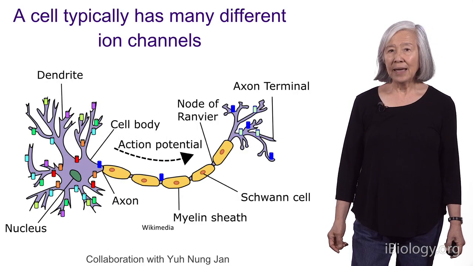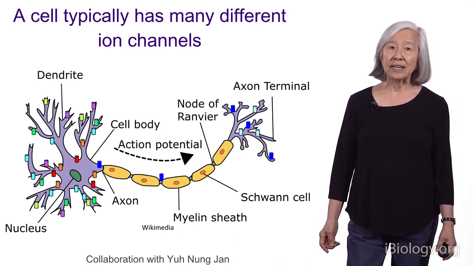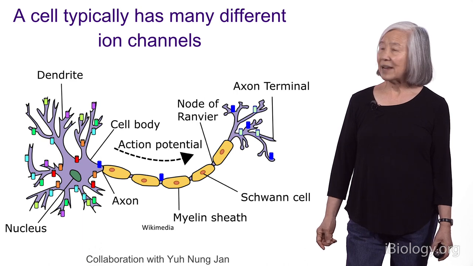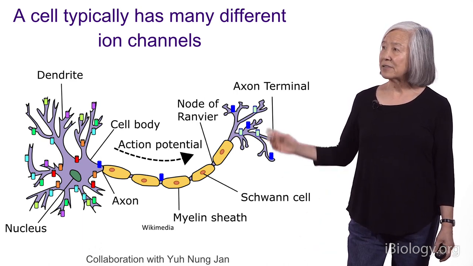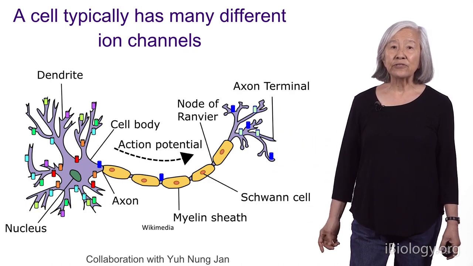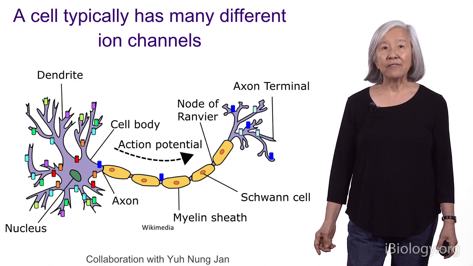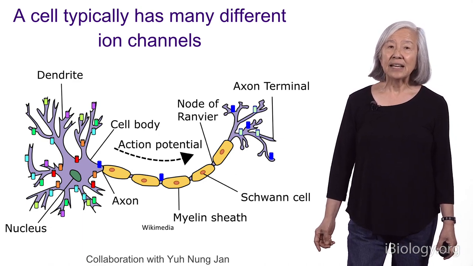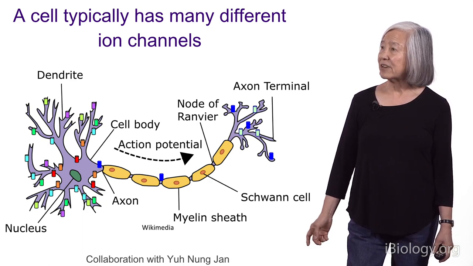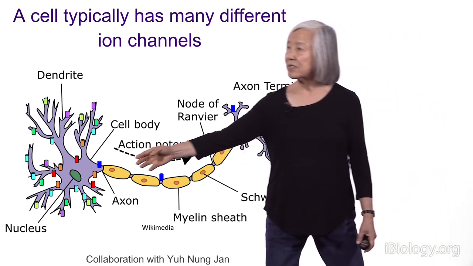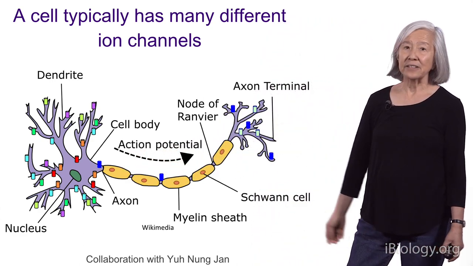channels. For a neuron to receive signals that impinge on its dendrites and then to generate an action potential that propagates along the axon to the nerve terminals to trigger transmitter release, it relies on the function of a number of different channels that are distributed in different compartments of the cell: the dendrites, the axon initial segment, the nodes of Ranvier, and then the nerve terminals.